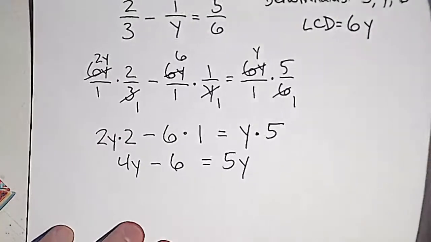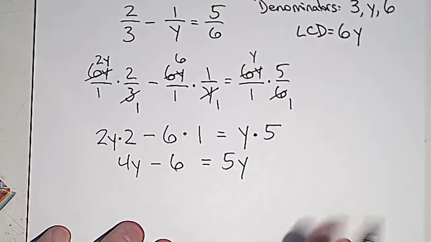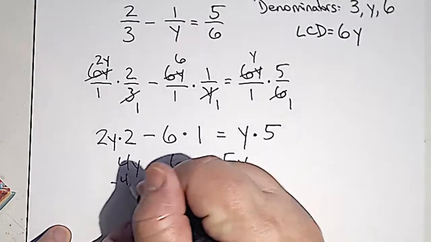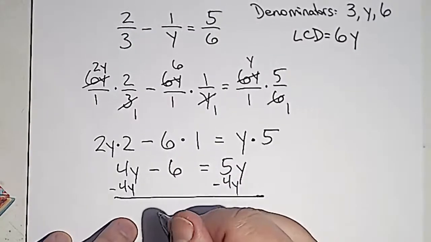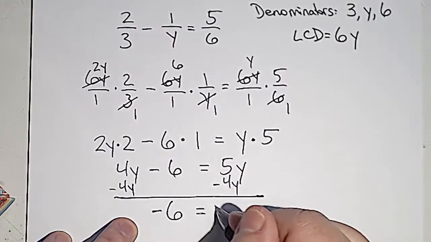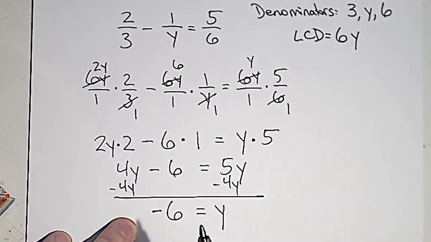So let's keep going. Let's see. There are more happy y's over there. So I'm going to move the y's over onto the right-hand side by subtracting 4y from both sides. And I get -6 equals y. Y equals -6.